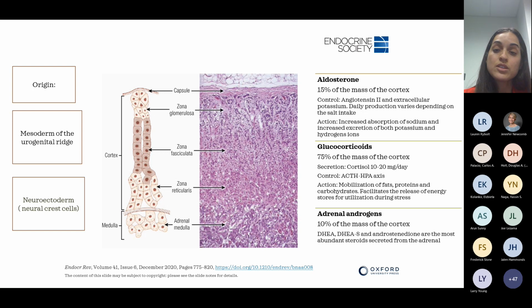And then we have the zona reticularis, which is the one that is going to produce the adrenal androgens, and it represents around 10% of the mass of the cortex. This zone is going to produce the DHEA, DHEAS, and the androstenedione.